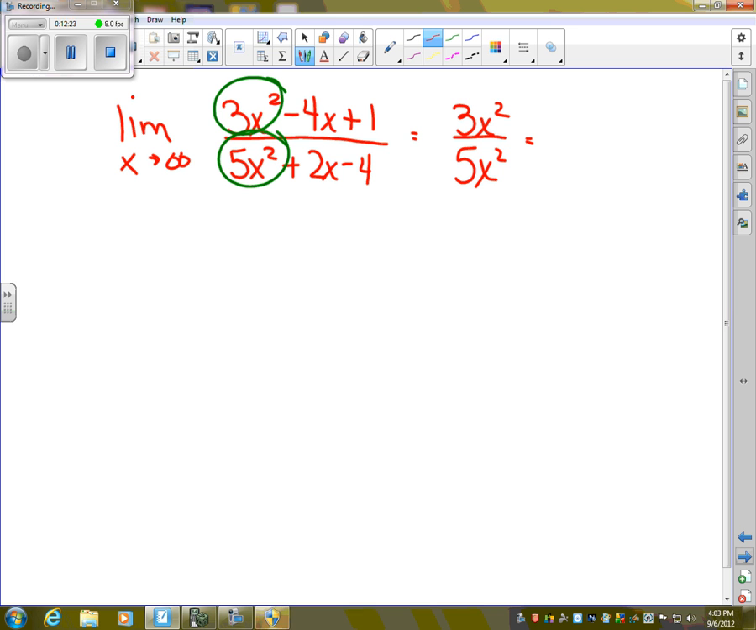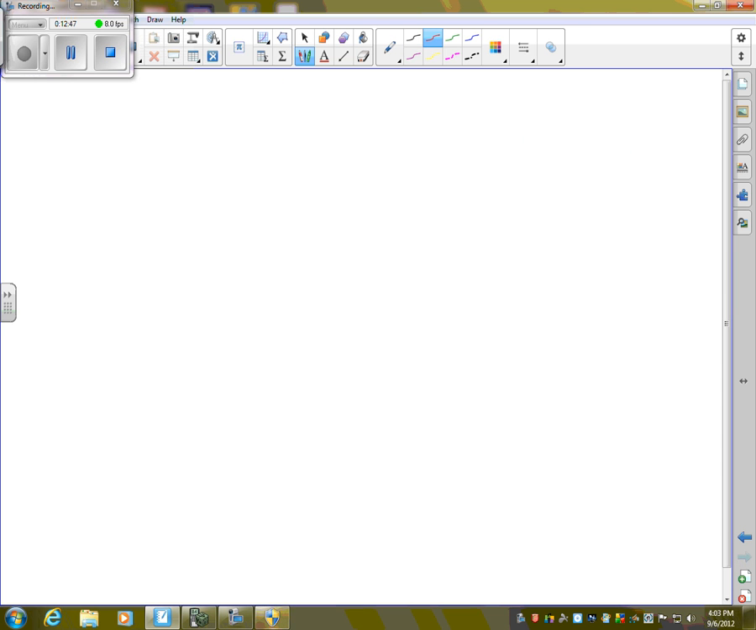But now our x squareds would cancel and just leave me with 3/5. And that's my answer to the limit. Now if you notice, we've actually looked at 3 different things here. We've looked at what happens when the top power is the biggest power, what happens when the bottom power is the biggest power, and then in this case where they have the same highest exponent, they were both x squareds. So let's summarize what's going to happen here.